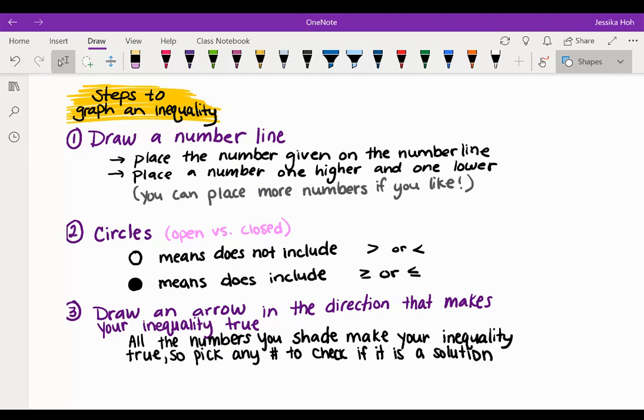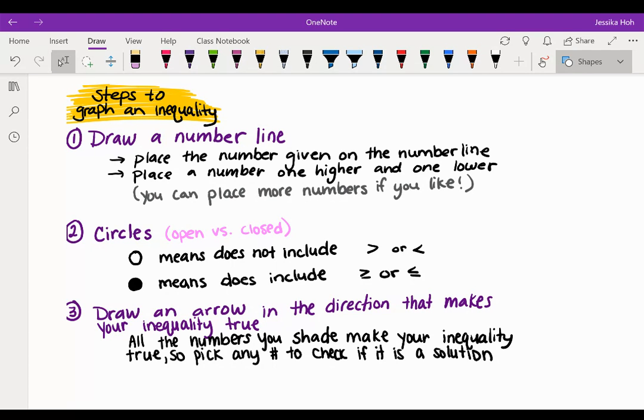I would like you to write this down in your notebooks just so you have this when you're completing your assignments. Steps to graph an inequality. Number 1, draw a number line. So you're going to place the number given on the number line. Place a number one higher and one lower on each side. You can place more numbers if you like.